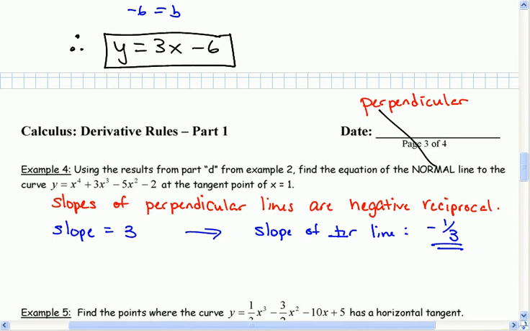Okay. So what we got? Slope of the perpendicular line is negative 1/3. So now go ahead and find the equation of the normal line. Oh, sorry, that's my symbol for perpendicular, like a little T with a little right angle, and then an R for perpendicular.